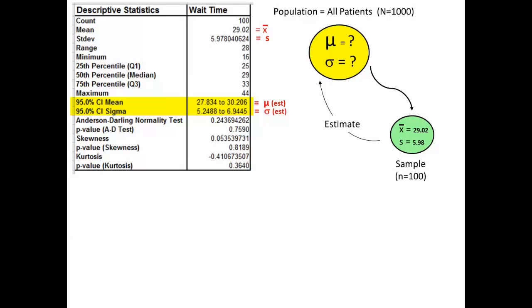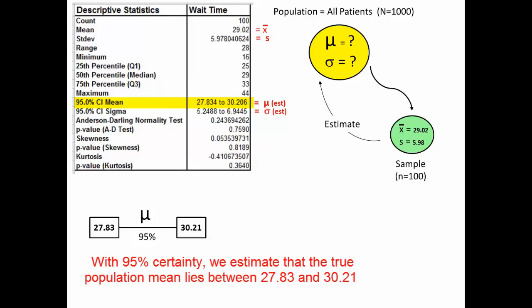Because this estimate could be wrong, it gives you a range of numbers. This incorporates a margin of error. And what these numbers are trying to tell you for the mean is this. We are 95% certain that if you went and studied the wait times for all 1,000 patients, the true population mean, mu, would fall somewhere between 27.83 and 30.21 minutes. And we're 95% certain of that estimate.